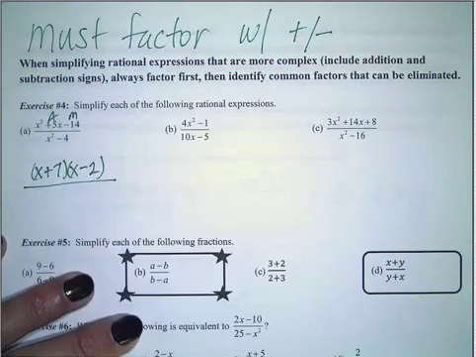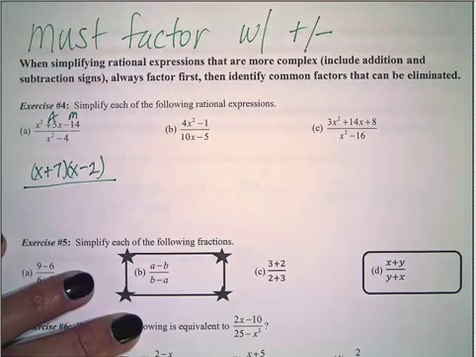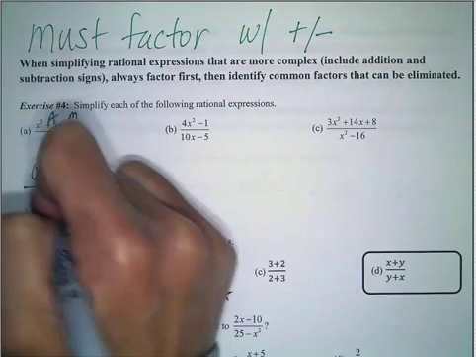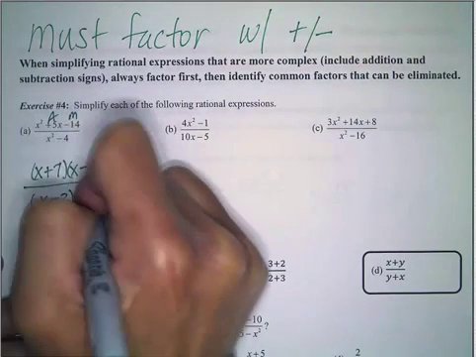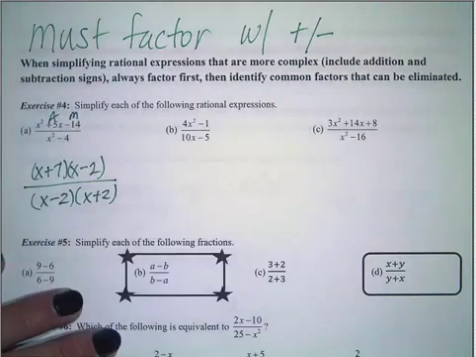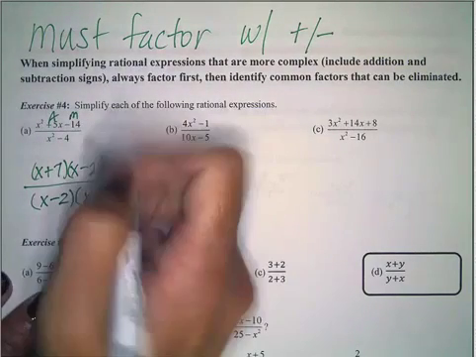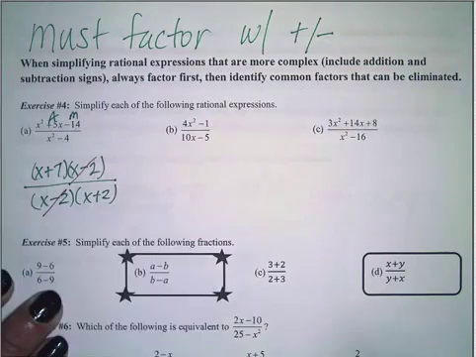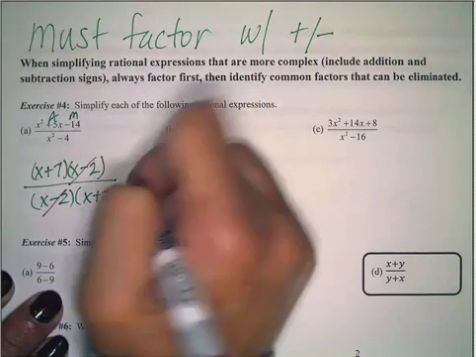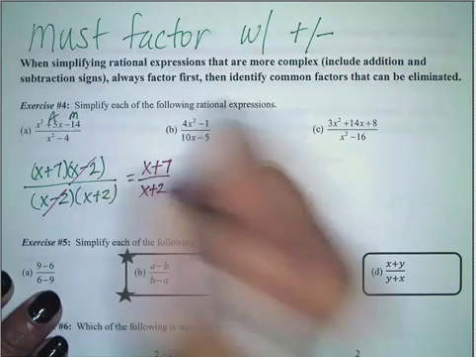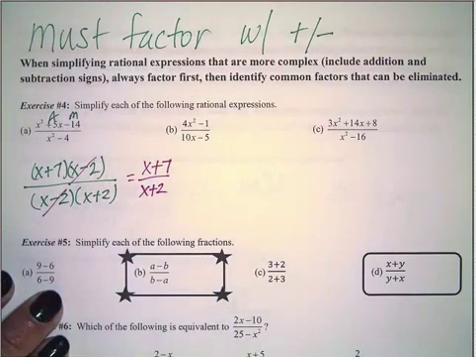On the bottom, no GCF. It's a binomial, and they're both perfect squares, so it's a difference of 2 perfect squares. So x minus 2 and x plus 2. Now you're saying, they both have factors of x minus 2. So x minus 2 divided by x minus 2 is 1. So my answer is x plus 7 over x plus 2. If you want to keep them in parentheses, have at it.